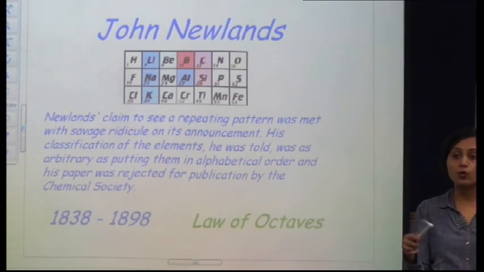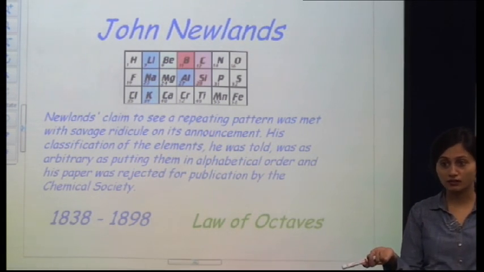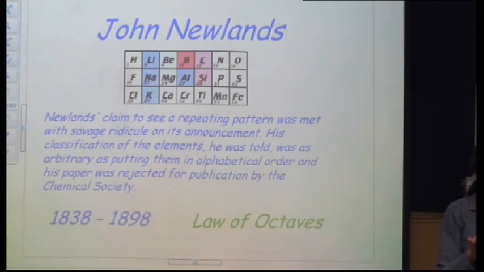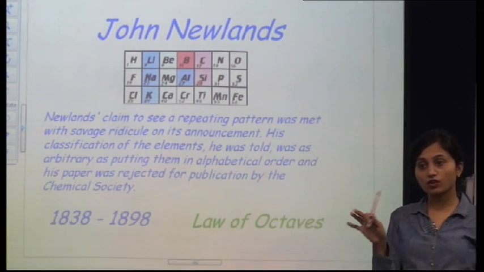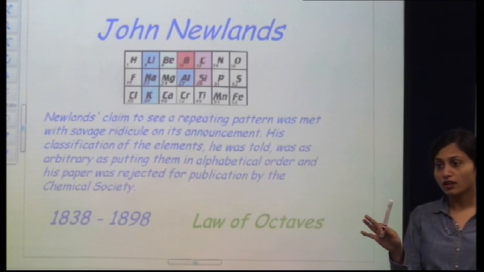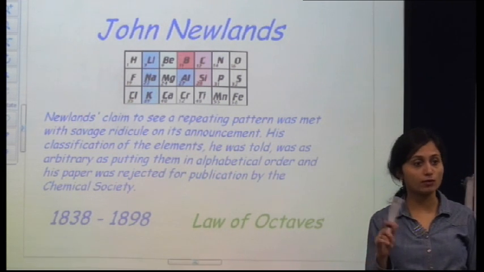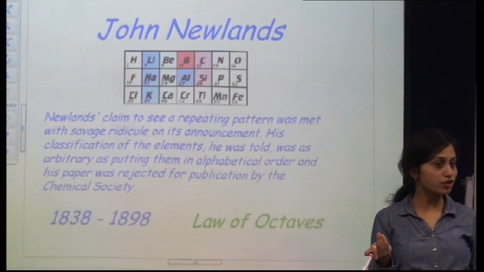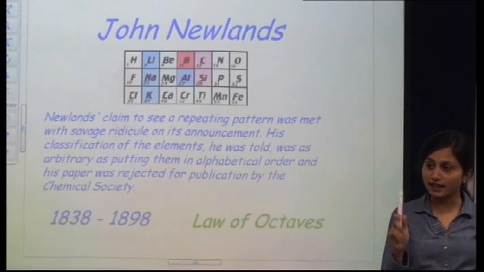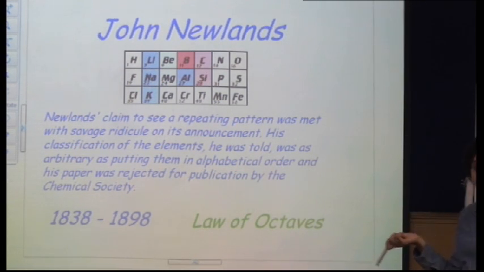Got it? So first, when the triads were given, very few elements were known till that time. Who gave the triads? Dobereiner. And then after that, Chancourtois is not a very well known name because he talked about a periodic table which was again not accepted. And then after that, in 1863, Newlands was famous.